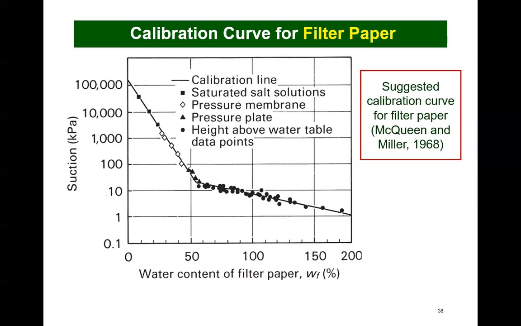Filter paper has a relatively constant relationship between vapor pressure and its water content. The calibration curve for one brand of filter paper is shown on this slide. If the disc of filter paper is placed above a soil sample within a sealed container, the filter paper will come to equilibrium with the total suction in the soil sample. This process may require up to a week for complete equalization to occur.